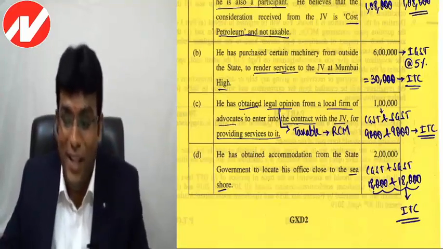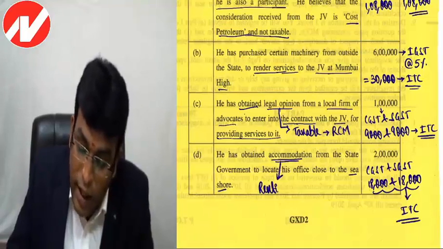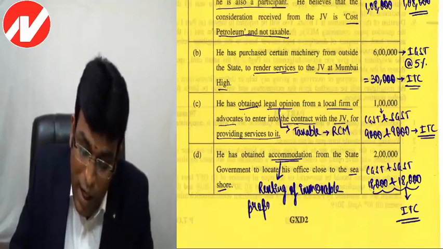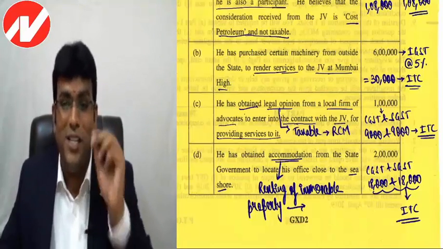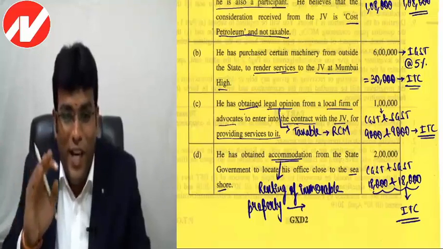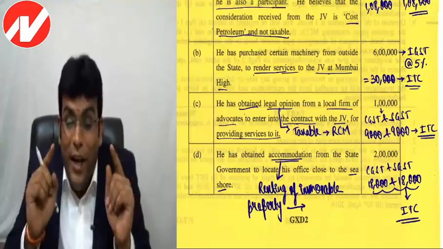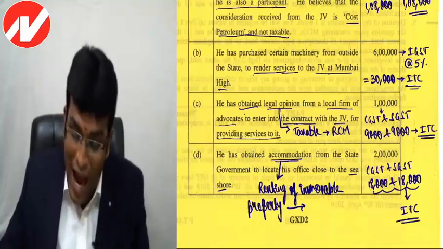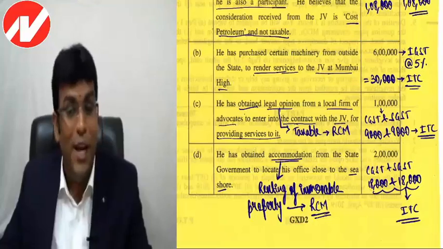And in the same language, when we talk about accommodation, that is nothing but renting of immovable property. Whenever central government, state government, union territory or local authority is giving service by way of renting of immovable property to a registered person, that is taxable under RCM, my dear friends. So who is liable to pay GST is nothing but Sukhdev.